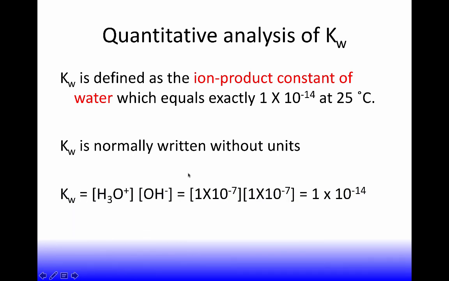So here it is again. The ion product constant of water equals the hydronium ion concentration times the hydroxide ion concentration. This is again pure water. Since we know they're 1 times 10 to the minus 7th molar each, multiply these two together and you'll get 1 times 10 to the minus 14. Now you should know from your math class that when you're multiplying numbers with exponents, when they've got the same base, so you've got 10 to the minus 7 and 10 to the minus 7, you add the exponents.